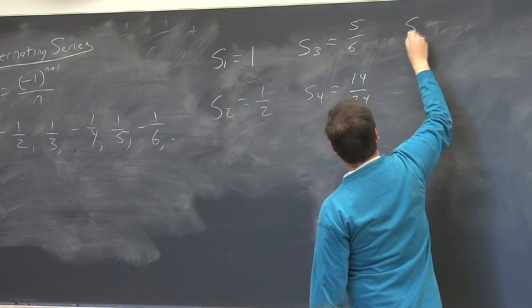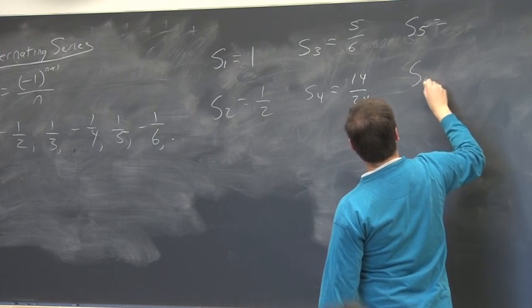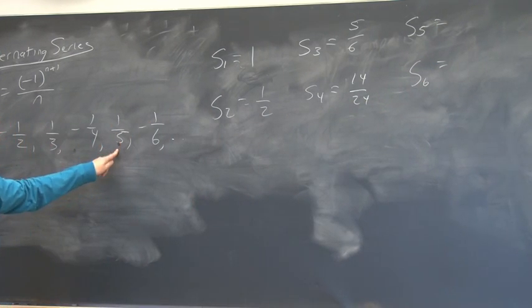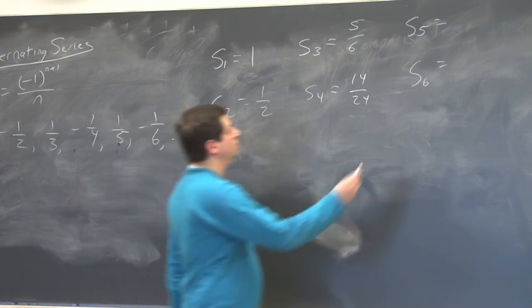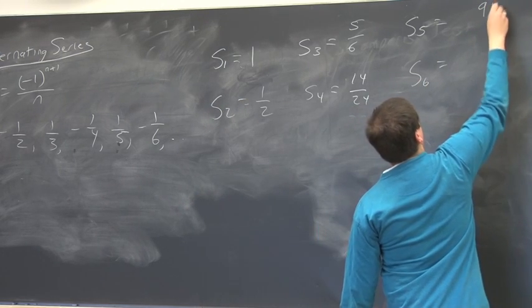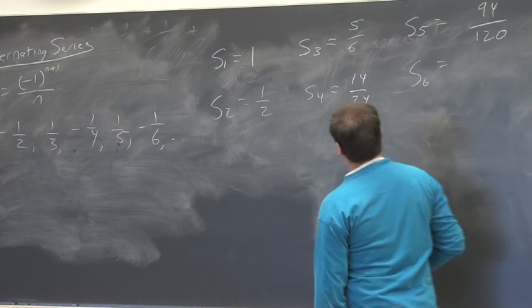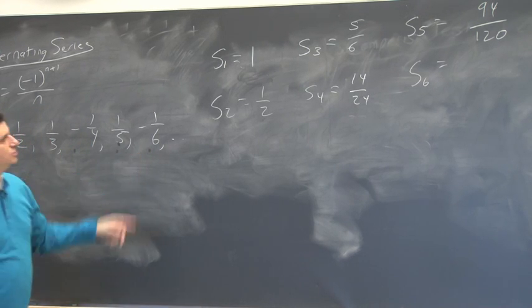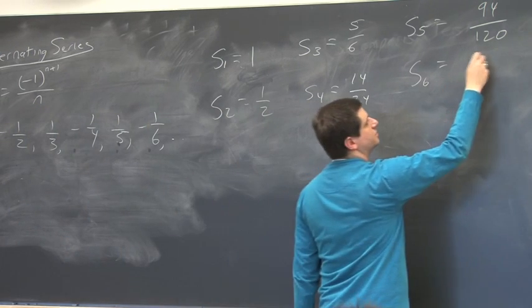The pattern may not be clear now, so let's just do it for two more terms. S5 is I take 14/24 and I add a fifth. 5 times 14 is 70, plus 24 is 94, I believe, 120ths. And then I have to subtract off 1/6. I multiply by 20, and that should become 74/120ths.